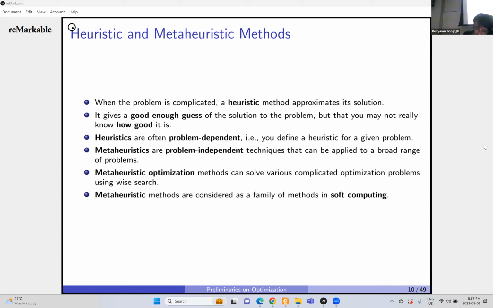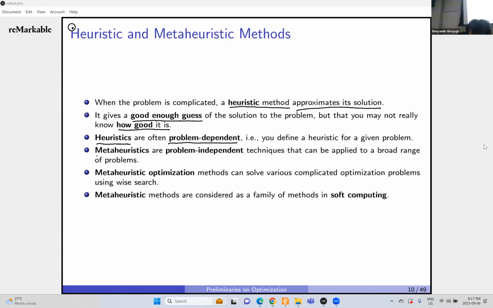Okay, now preliminaries on metaheuristic optimization. When the problem is complicated, a heuristic method approximates its solution. It gives a good enough guess of the solution to the problem, but you may not really know how good it is. So you guess the solution. That's called a heuristic method. Heuristics are often problem dependent. So for every problem, you design some heuristic method.